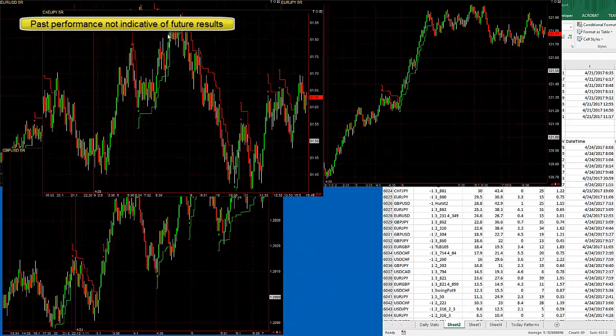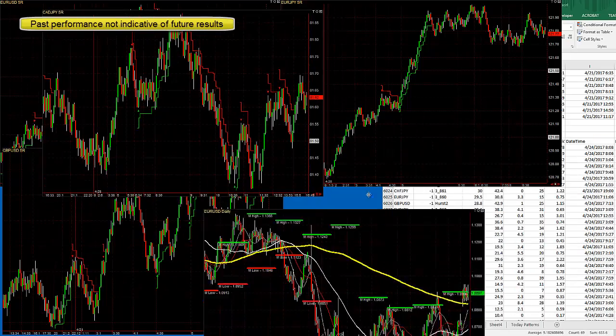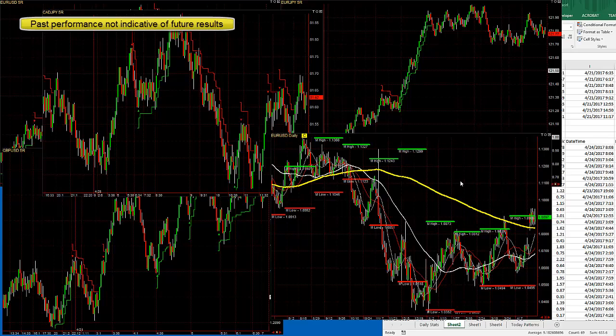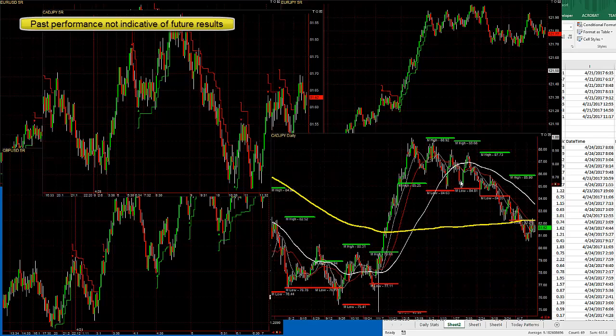Here's the CAD yen, and let's bring up the daily chart and put the CAD yen on here. So you can see this is clearly in a longer term downtrend. It's had a little bit of a pullback up. It's stuck right around the 200-day moving average.